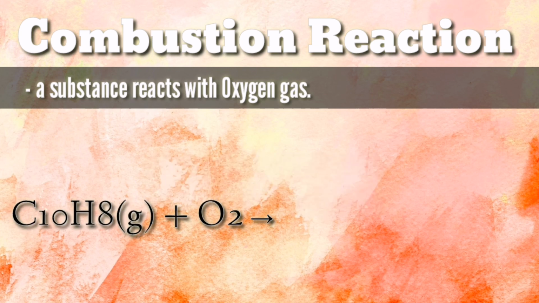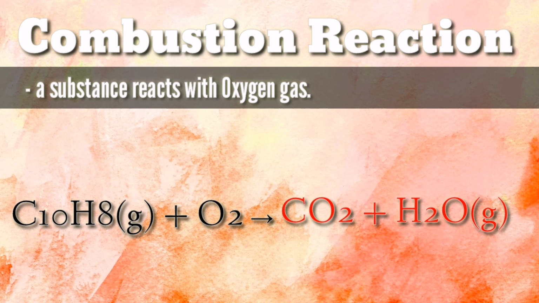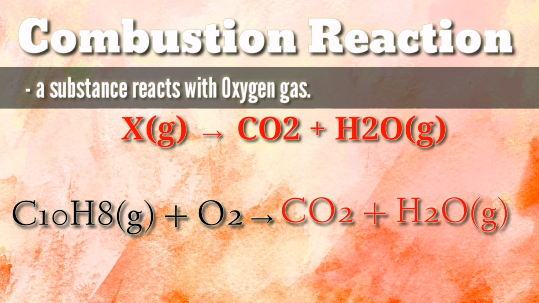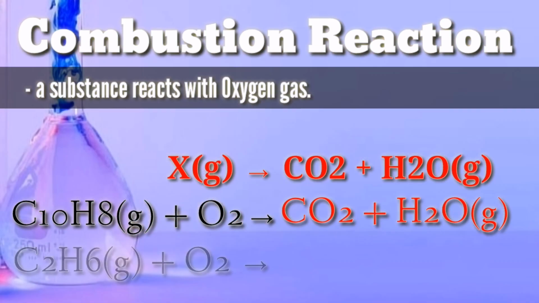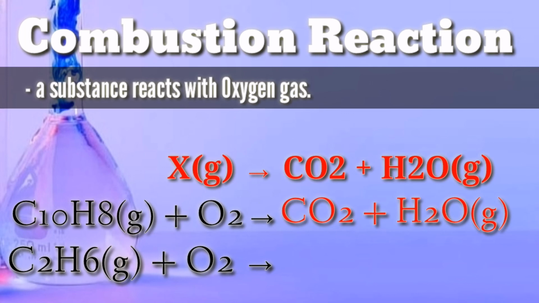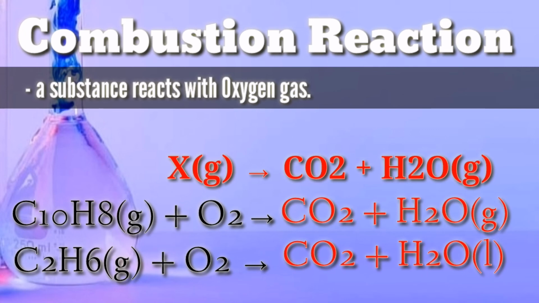Here are some examples of combustion reactions. Burning of naphthalene, that's decacarbon octahydride. It will produce carbon dioxide and water vapor. Note to remember, in a combustion reaction, the products are always carbon dioxide and water vapor. Again, always. Another example is the combustion of ethane. That's dicarbon hexahydride in the chemical name. Ethane is a common or commercial name. When burned it produces, again, as always, carbon dioxide and water vapor.